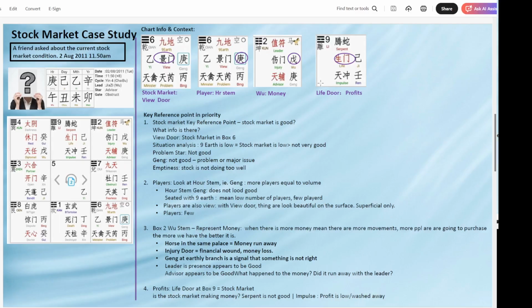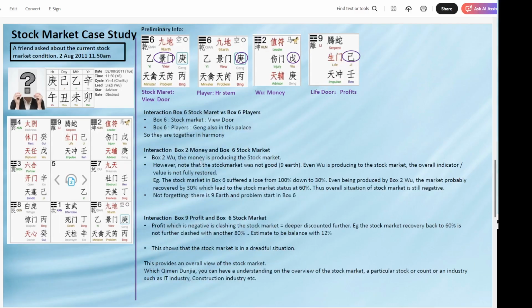When analyzing a stock market, we look at the profit as well. Profit represented by the live door is in box 9. What is in box 9? Together with the live door, we are seeing serpent, which is not a good sign. It doesn't appear to be good. And then we are seeing impulse star. Impulse could indicate that the profit is already low, and then it's being washed away. Chong, away the money. Anyway, let's look at the next slide.